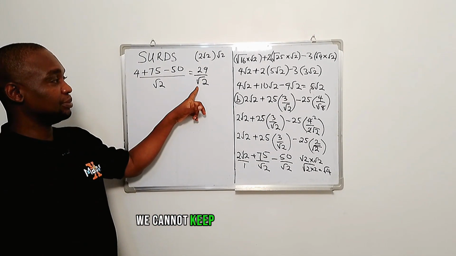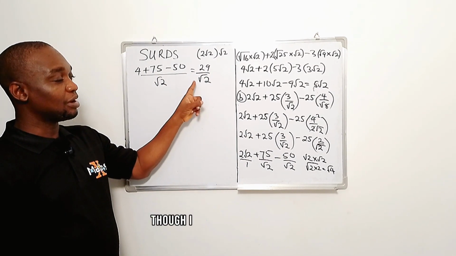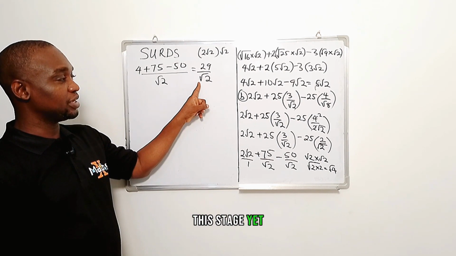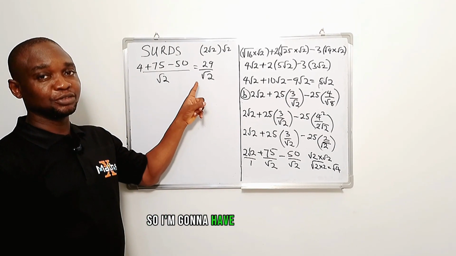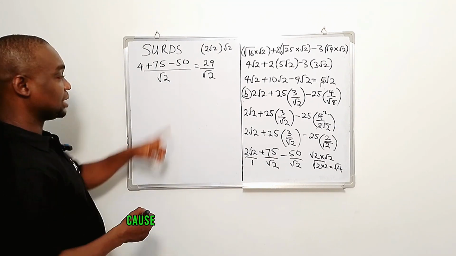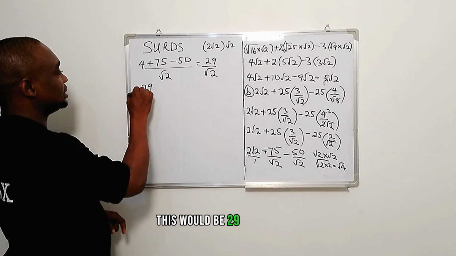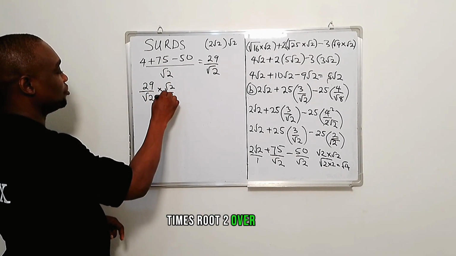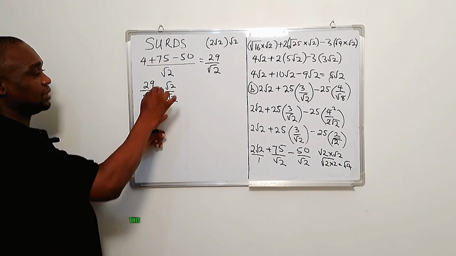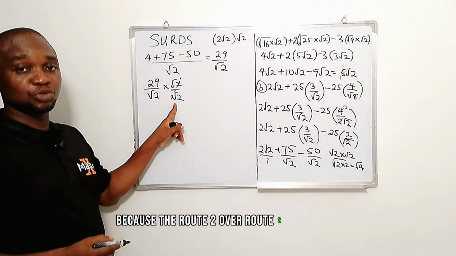We cannot keep our answer like this. We have to rationalize. Though I've not reached this stage yet, I will talk about rationalization. So I'm going to have to rationalize because I can't leave this answer like this. So to rationalize, this will be 29 over root 2 times root 2 over root 2. Technically, this looks as though I'm multiplying by 1 because the root 2 over root 2 can cancel.